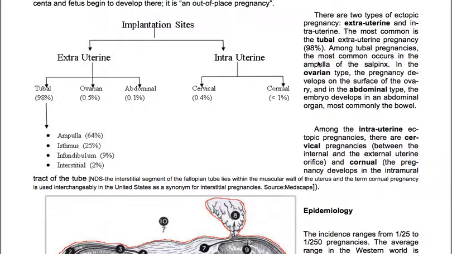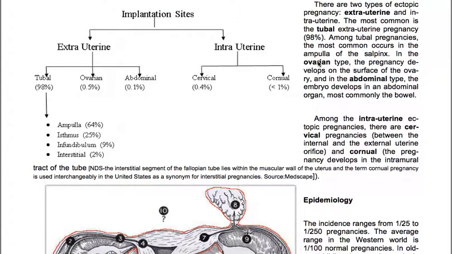There are two types of ectopic pregnancy, extrauterine and intrauterine. Among the extrauterine, the most common is the tubal pregnancy, which occurs in 98% of cases. Among tubal pregnancies, the most common occurs in the ampulla of the salpinx. In the ovarian type, which occurs in 0.5% of cases, the pregnancy develops on the surface of the ovary, and in the abdominal type, which occurs in 0.1% of cases, the embryo develops in an abdominal organ, most commonly the bowel.